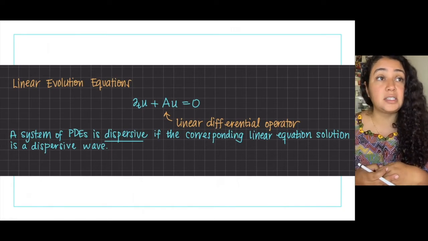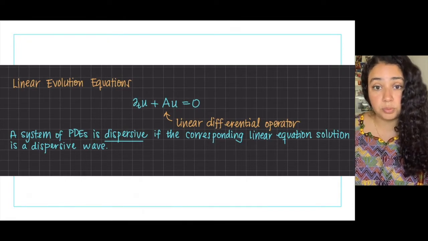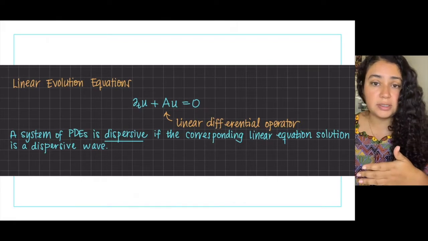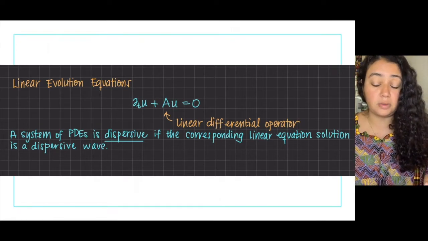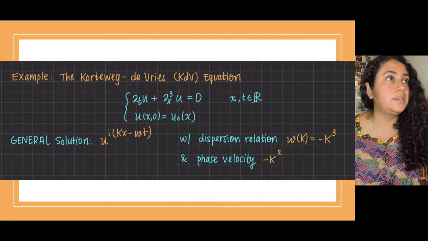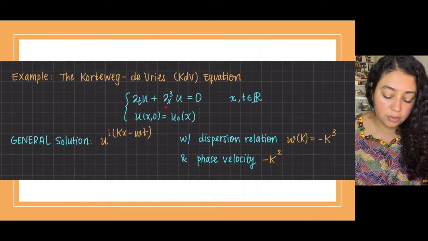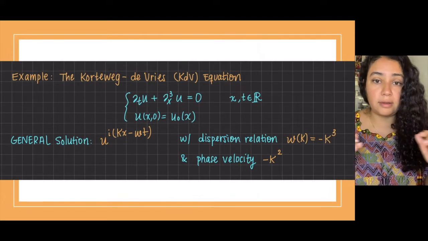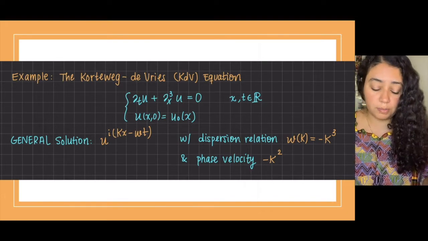When we're looking at systems like this, linear evolution equations, we'll say that this PDE system is dispersive if the solutions to this PDE result in a dispersive wave in the way that we described, where waves of different frequencies have corresponding speeds that depend on those frequencies. I'll start with an example, the Korteweg-de Vries equation, where my linear differential operator is a third order derivative. x and t are real valued, so we have a one-dimensional physical space and time, unbounded, so we don't worry about domains.